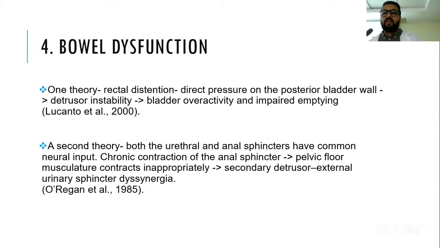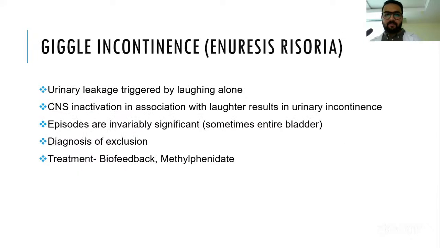Bowel dysfunction: one theory is that the rectal distension will lead to direct pressure on the posterior wall, which will cause detrusor instability and bladder overactivity. The other theory is that both the anal sphincter and the urethral sphincter have common input. So chronic contraction of the anal sphincter will lead to secondary detrusor external sphincter dyssynergia.